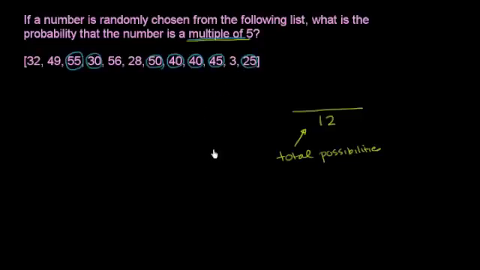So of all the possibilities, the ones that meet our constraint of being a multiple of 5, there are 1, 2, 3, 4, 5, 6, 7 possibilities. So 7 meet our constraints. So in this example, the probability of selecting a number that is a multiple of 5 is 7/12. Let's do another one.